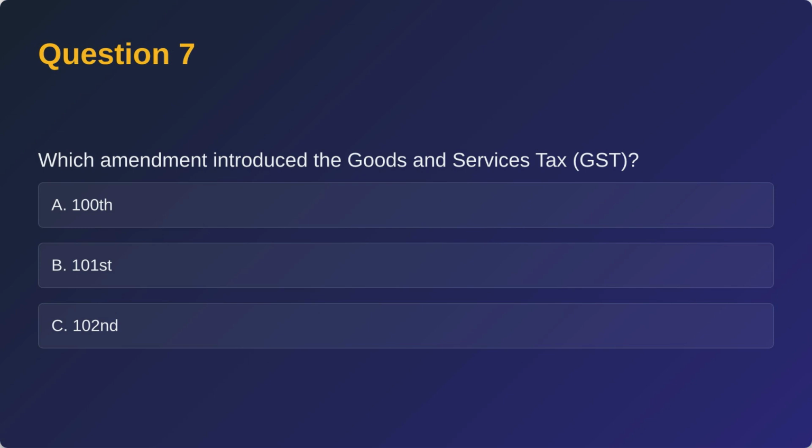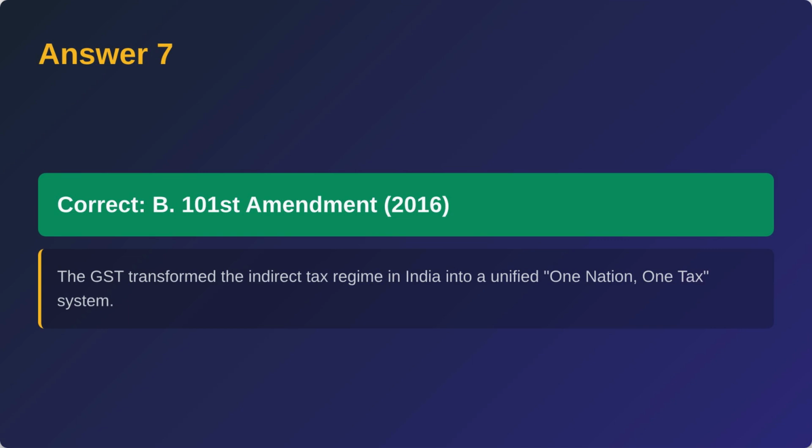Question 7. Which amendment introduced the goods and services tax? Answer 7. The 101st Amendment, 2016. The GST transformed the indirect tax regime in India into a unified, one nation, one tax system.